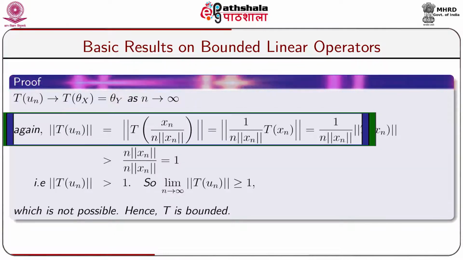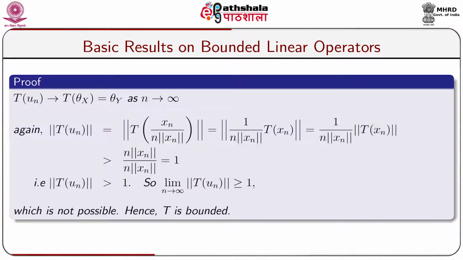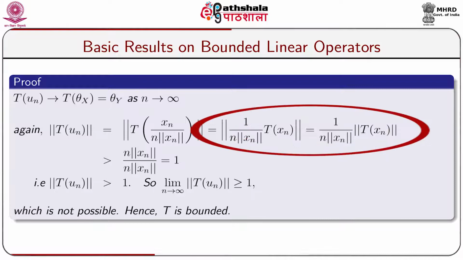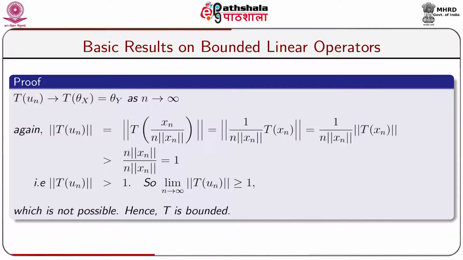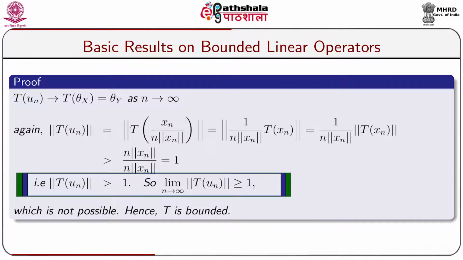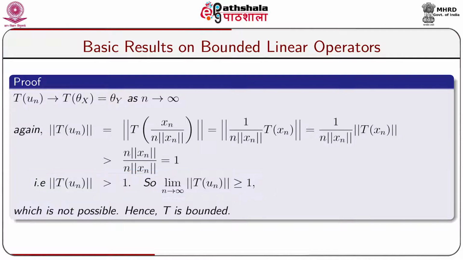Again, norm of T u_n is equal to norm of T of x_n by n into norm of x_n, because u_n is equal to x_n by n into norm of x_n, which is equal to 1 by n into norm of x_n into norm of T x_n, which is greater than n into norm of x_n by n into norm of x_n, which is equal to 1. That is, norm of T u_n is greater than 1. So, limit as n tends to infinity, norm of T u_n is greater than or equal to 1, which is not possible, hence T is bounded.